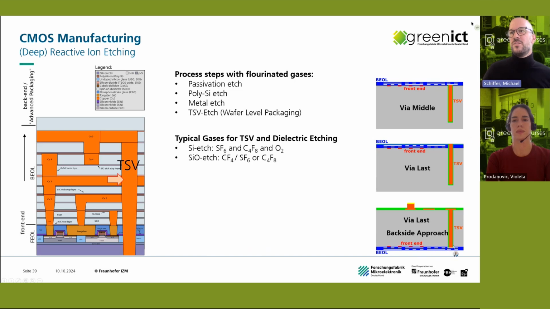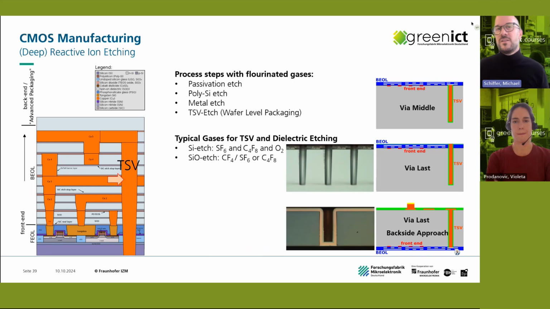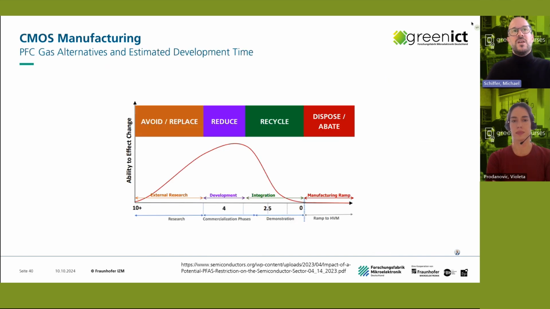Usually when we are doing some work there, we are having a via last where we go through the back end of line, or we have the via last from backside approach where we go first through the silicon, then through the dielectric, and then on the contacting metal. That might look like that. And so therefore we have to start to look for alternatives.